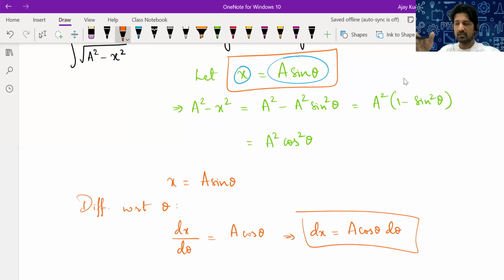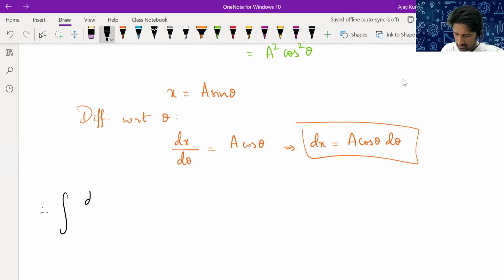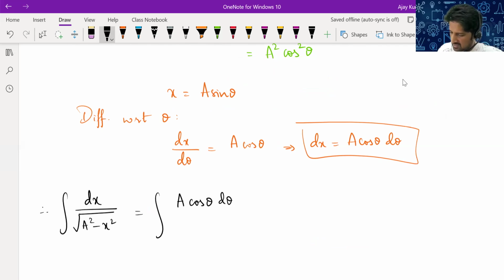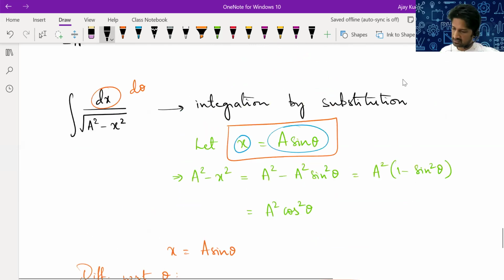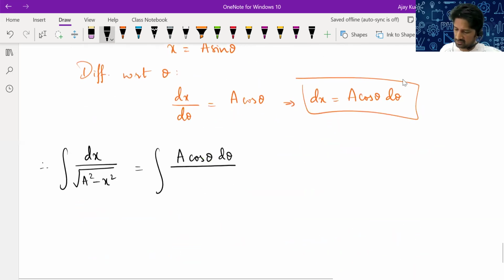So when you are changing variable, you have to change this as well. In place of x, we are going to write a sine theta, and in place of dx, you will have to write a cos theta d theta. So see what the integral changes to. Therefore, integral dx by under root a square minus x square changes to what? In place of dx, you now have a cos theta d theta, and under root a square minus x square. See, a square minus x square is becoming a square cos square theta. So root of this becomes a cos theta. And we see that these two get cancelled.